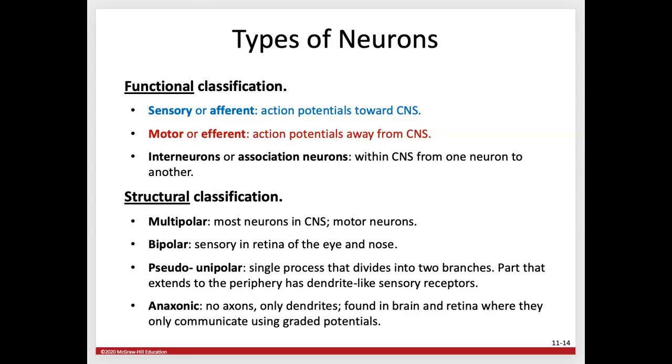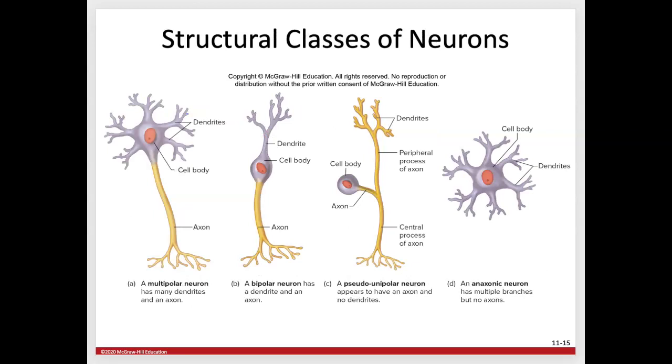Structural classifications include basically how many branches are going on a neuron. So we have multipolar, bipolar, pseudo-unipolar, and anaxonic. So basically, this is what we think of. This is what I think of when I see a neuron. You see a single cell body and a single axon with many branches, okay? So basically there's many branches, many processes sticking off of the cell body, including the axon.